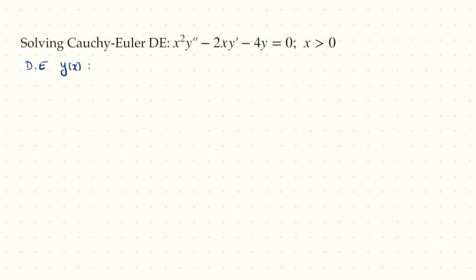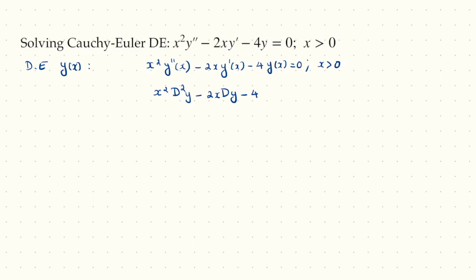So if you write it for clarity, this is x squared y double prime of x minus 2x y prime of x minus 4y as a function of x is equal to 0 on x being positive, right? Now we are going to transform this to a differential equation in terms of t. But before I do that, let me write it down in operator form. This is x squared regular d squared y minus 2x regular dy minus 4y is equal to 0.